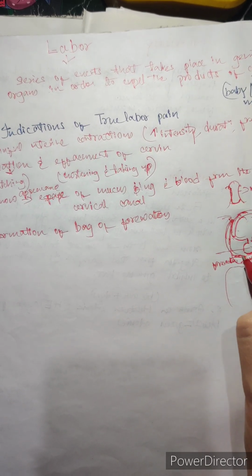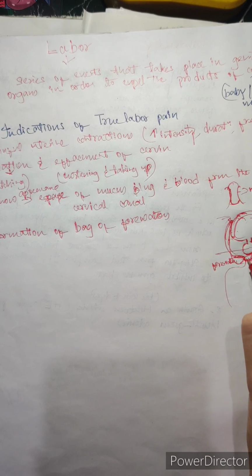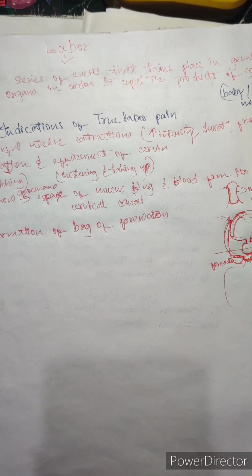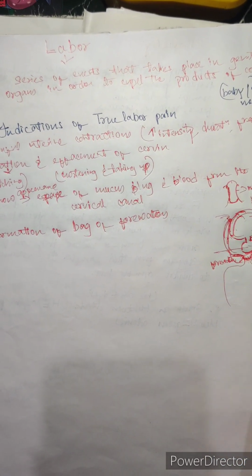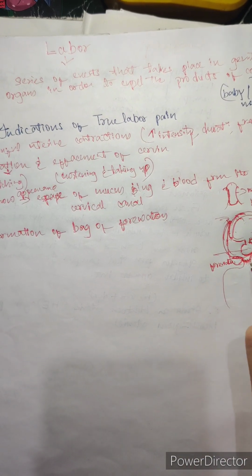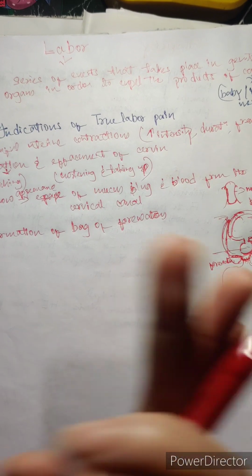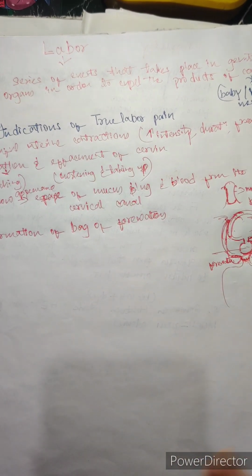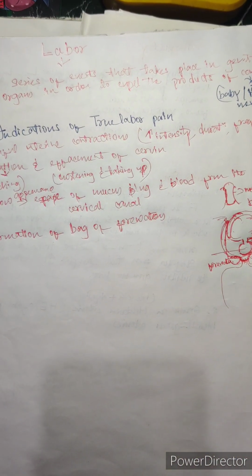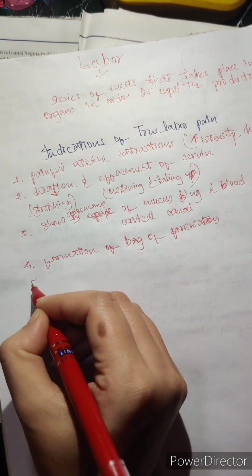A convex form of liquid sometimes bulges out of the internal os. This is called the formation of the bag of waters. This bag of waters, along with the other factors, also helps in the dilatation and effacement of the cervix.